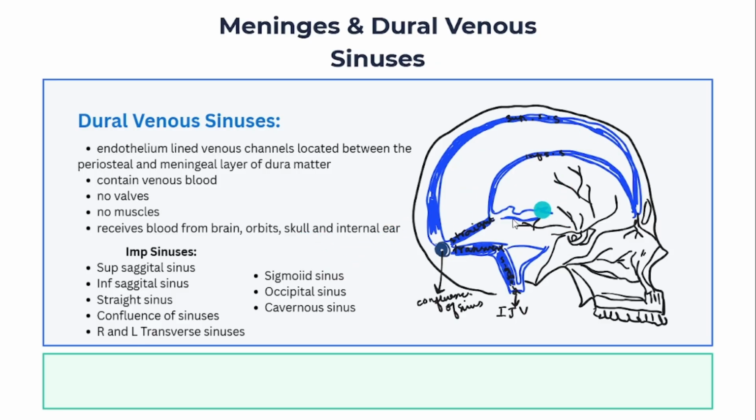Now the major sinuses located in our brain are the superior sagittal sinus, the inferior sagittal sinus, the straight sinus over here, the right and left transverse sinus, the confluence of sinuses where all these meet, the sigmoid sinus, and an occipital sinus is also located. I haven't drawn it here, but it's located, and the cavernous sinus, which is present lateral to the sphenoid bone. The right and left cavernous sinus are connected via the intercavernous sinus.